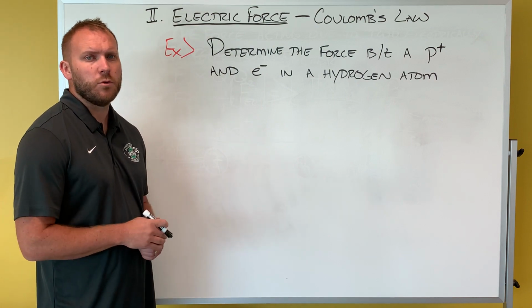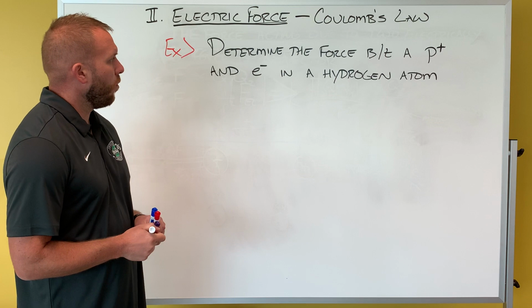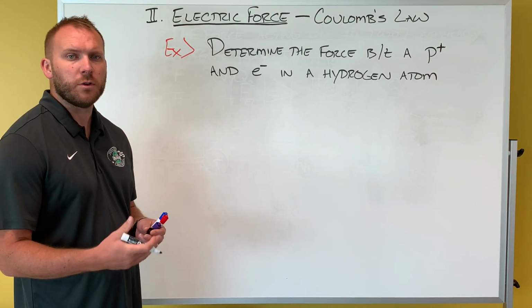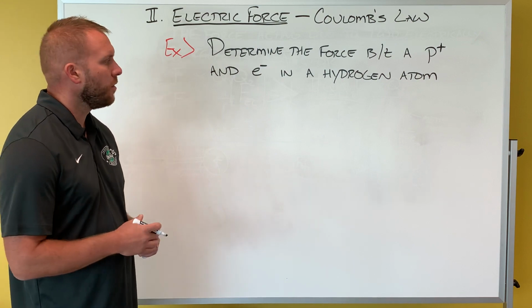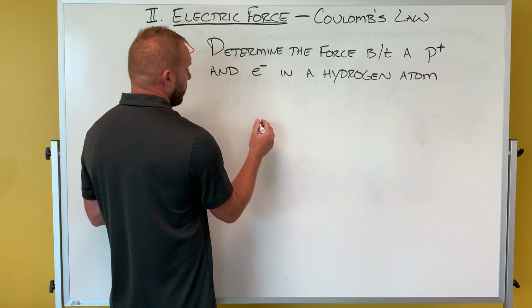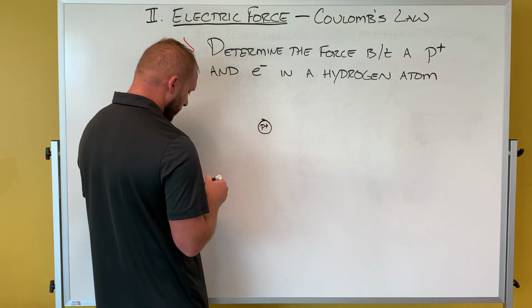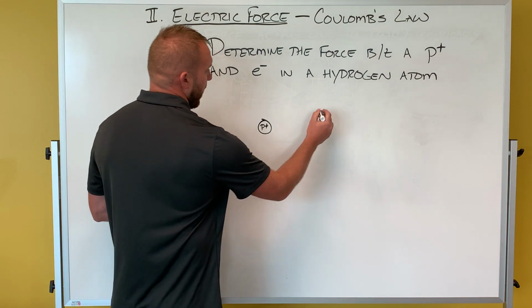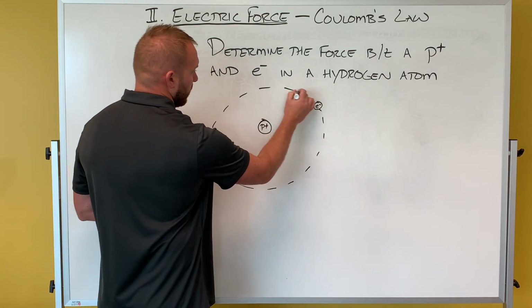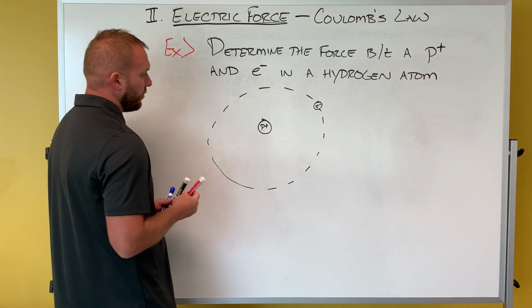So our first example with Coulomb's law is going to look at if we have a hydrogen atom, can we determine the size of the force that's acting between the proton in the nucleus and the electron that is orbiting within the cloud? So our basic Bohr's model of hydrogen. We have our proton here, and then around that proton we have an electron which orbits in some fashion. And what's the force? So these are opposite charges.